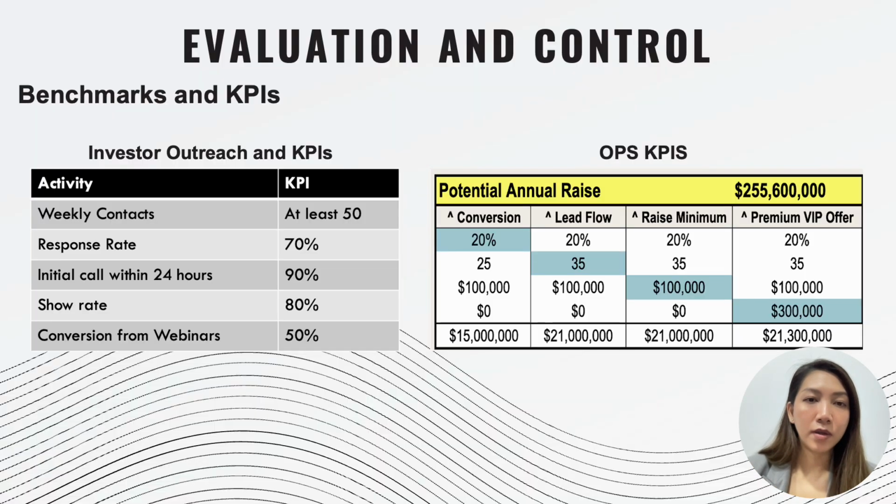Evaluation and control. The KPIs include weekly outreach to 50 investors with a 70% response rate, 20% conversion rates, and 100,000 US dollars capital raised per investor. Monthly VIP offers of 300,000 US dollars. These efforts aim for an annual capital raise of 21.3 million US dollars with a potential annualized capital of 255.6 million US dollars.